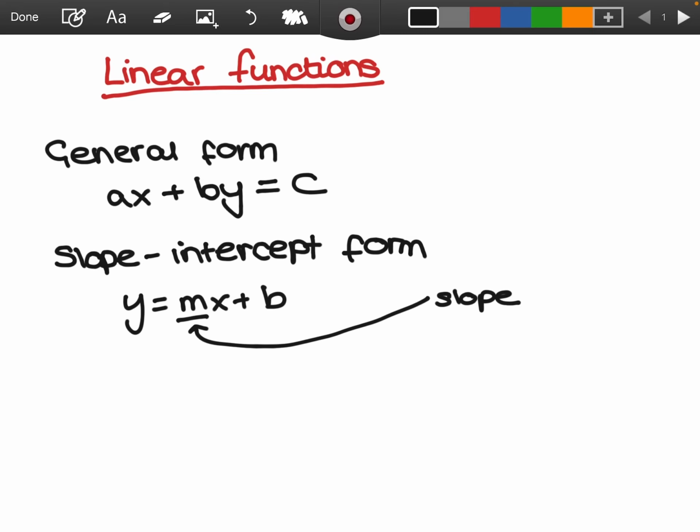If it is positive, it's going to rise from left to right. If it is negative, it is going to drop as you go from left to right. And of course, the smaller the magnitude of m, then the less steep it is going to be. It's going to be more horizontal, the smaller the magnitude of that slope. And then we also have this value b. B is just the y coordinate of the y-intercept.